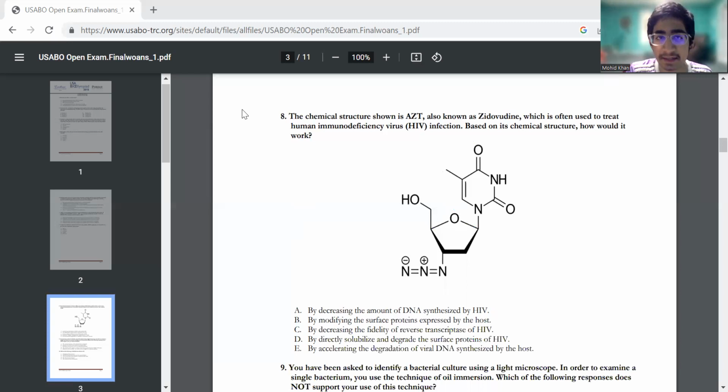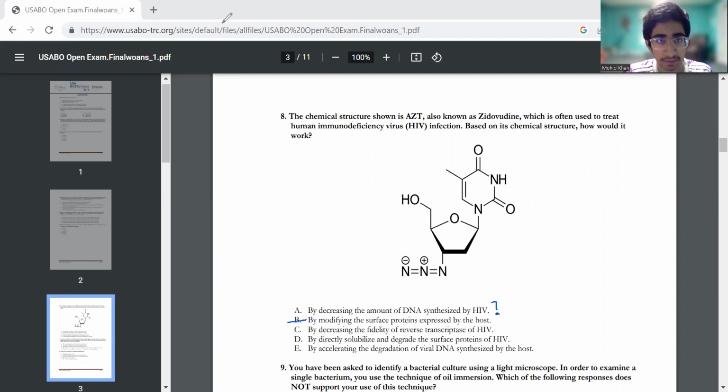I mean, because this could inhibit the reverse transcription process, this could be correct. I'll just put a question mark next to it. It does seem pretty reasonable though. By modifying the surface proteins, no. By decreasing the fidelity of reverse transcriptase of HIV. I'm not even sure what that means.